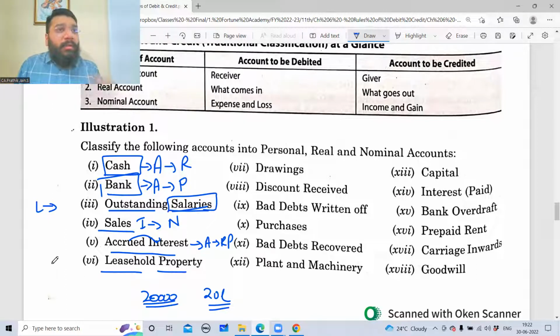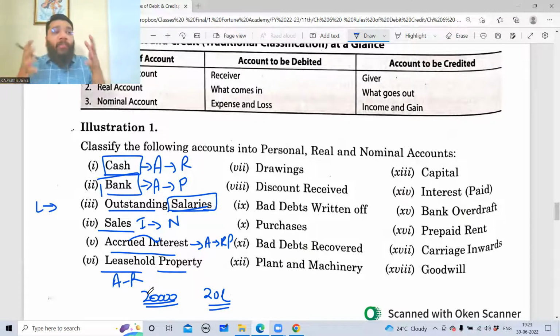So if I get this property by paying 30 lakh, this is called a leasehold property. I'm holding it on lease for, let's suppose, 5 years or 10 years, whatever period I'm agreeing. After the period is over, that money will come back to me. So the 30 lakh rupees which has gone from my hand as of now will come back to me after 5 or 10 years. So it is an asset, and the rule that will follow is real account. When I pay this 30 lakh rupees, what is coming inside? Property is coming inside. Debit what comes in. And cash is going outside, so cash will be credited.